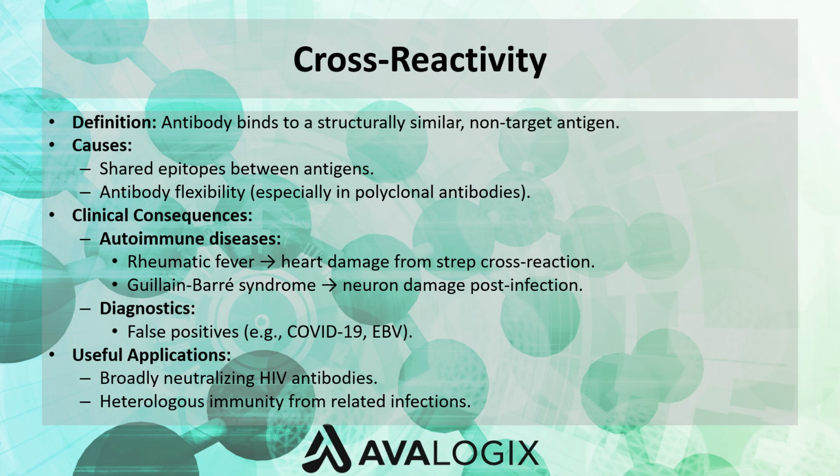There are several clinically relevant examples. Rheumatic fever arises due to cross-reactivity between streptococcal M protein and cardiac tissue. Guillain-Barré syndrome can follow Campylobacter jejuni infection due to molecular mimicry involving neuronal gangliosides. Dengue virus serotypes show extensive cross-reactivity, which is linked to antibody-dependent enhancement during secondary infections.